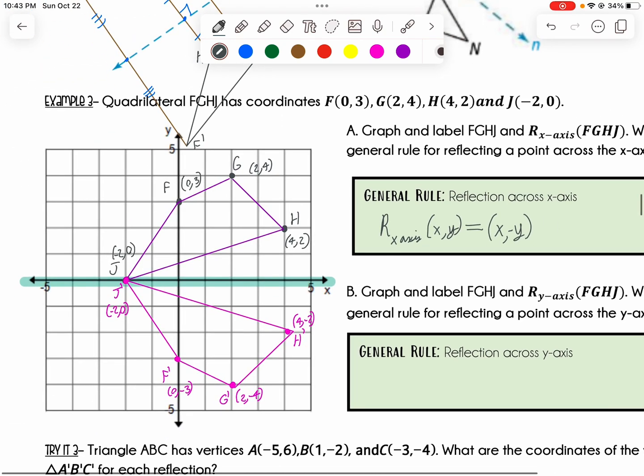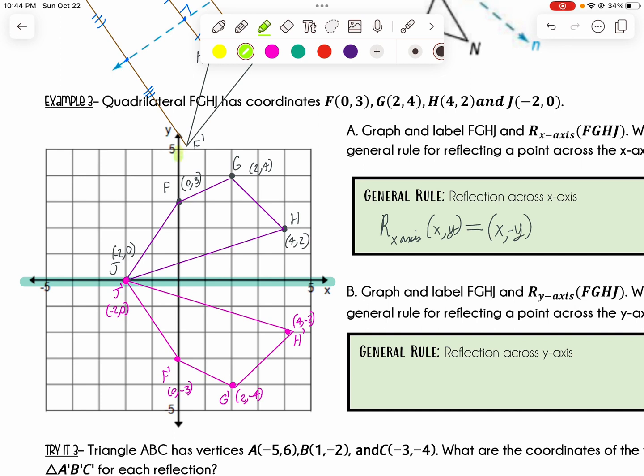All right, I want you to go ahead and try to reflect it not across the x-axis, but across the y-axis. Pause this video and see if you can do that yourself. Reflect it across the y-axis. One of the biggest things in math is trying, so make sure you try. Pause this video now. All right, hopefully you've reflected it.